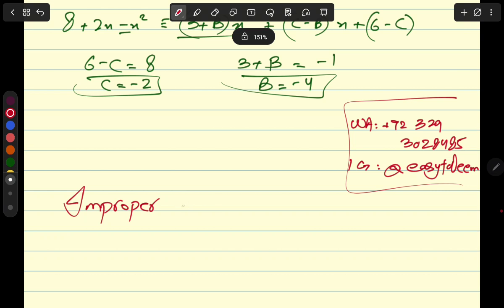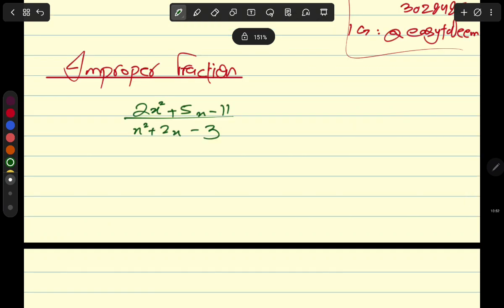Now let's move on to improper fractions, where the power in the numerator is the same as the denominator or one above, right? We are going to do the case where the degrees of the numerator and denominator polynomials are exactly the same. Now let's look at this fraction, 2x squared plus 5x minus 11 in the numerator and x squared plus 2x minus 3, another quadratic, in the denominator.